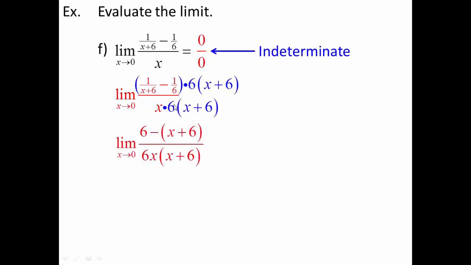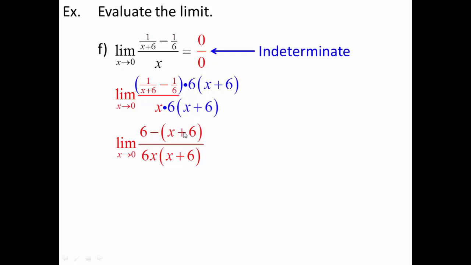Distributing on the top leaves me with 6 for this fraction and x plus 6 for this fraction. Now notice when I wrote that x plus 6, I put it in parentheses. That is incredibly crucial that I put that in parentheses, because remember, we are subtracting. I'm not just subtracting one term, I'm subtracting the entire quantity. I'm not just subtracting the x, I'm subtracting the quantity x plus 6. If I don't put those parentheses, then this plus 6 is going to remain a plus 6, and the problem's not going to be able to move forward.